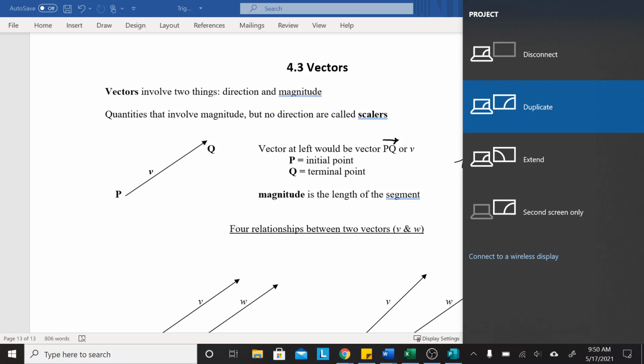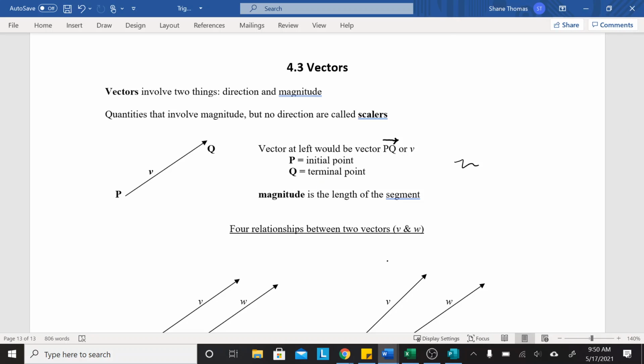There we go. All right, so vectors involve two things. Okay? One is the direction, and two is the magnitude. The magnitude is the length of it, essentially. Okay? So quantities that involve magnitude but no direction are just called scalars.